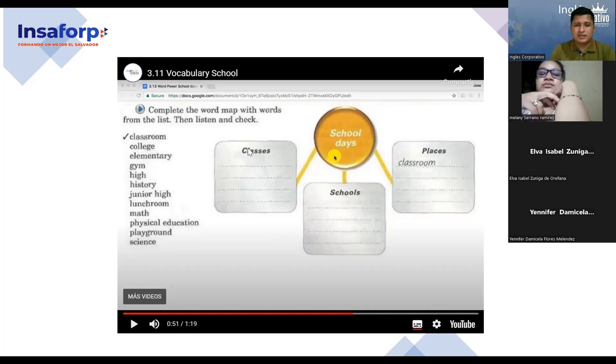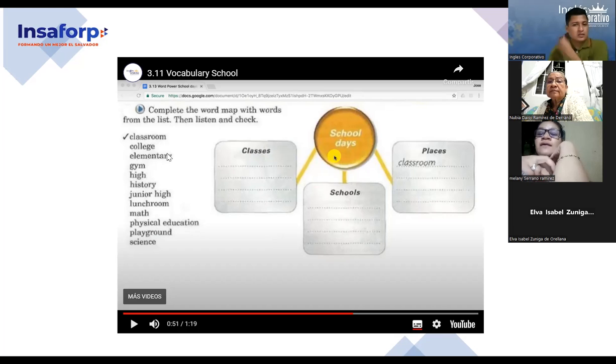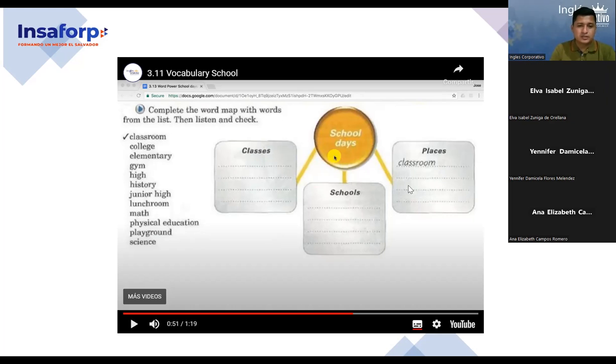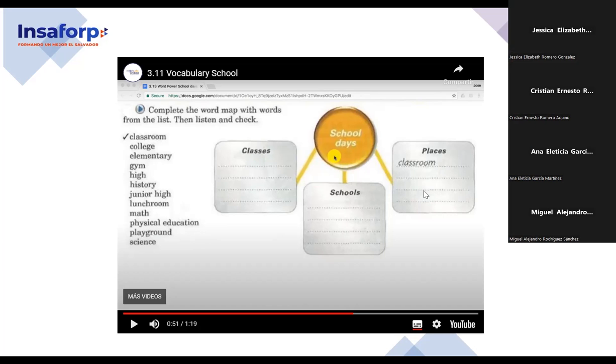And with places, we have a class. Physical education. Classroom. Physical education comes with classes. Okay. Playground. Playground, very good. Gym, you mentioned, very good. Lunchroom. Lunchroom is another one, goes with places. Yes, very good. Fantastic. That is correct.